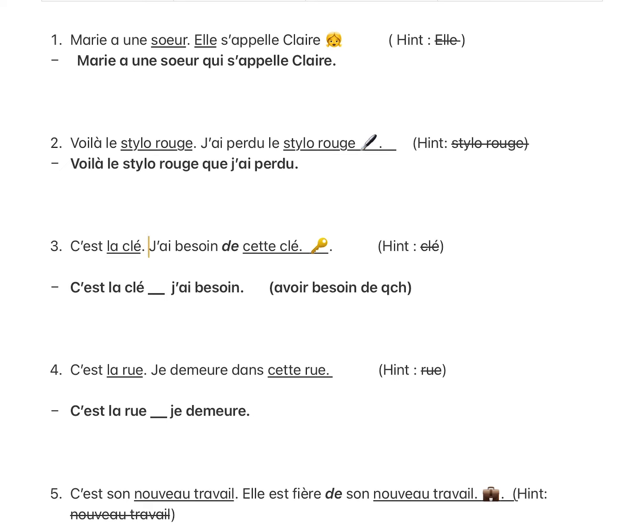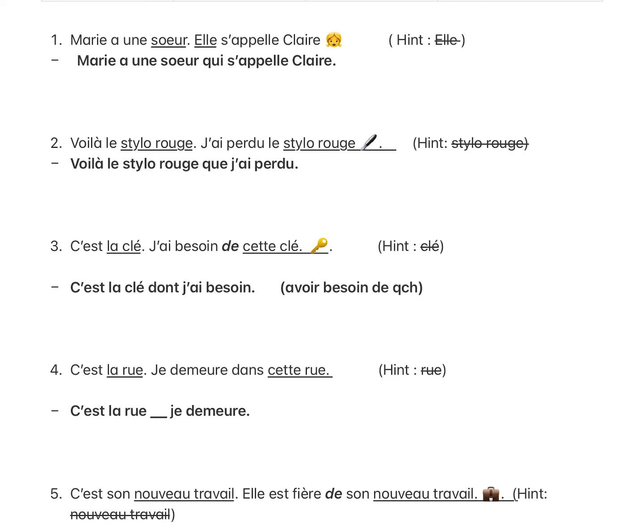Moving on to the third sentence, c'est la clé. It's the key. J'ai besoin de cette clé. I need this key. C'est la clé blank j'ai besoin. The hint again is to drop the repeated word that is common in these two sentences. That is, in this case, the word clé. Another hint is we have the preposition de. So our answer here is dont.